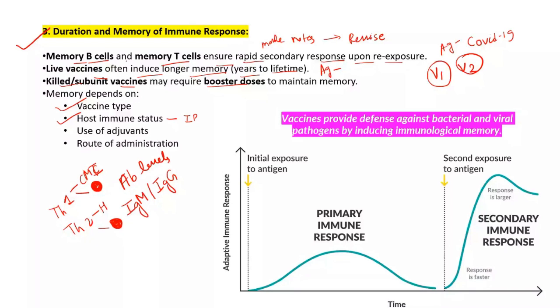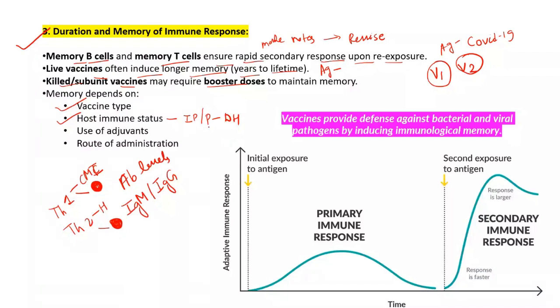Despite giving them the live vaccine, it depends on the status of their immunity, because immunocompromised people have a very, very low amount of memory B and memory T cells. So it depends on the host immune status. If you are an immunocompromised person or a person with some disease history, you cannot say that you will have the same amount of immunological memory as a healthy individual.